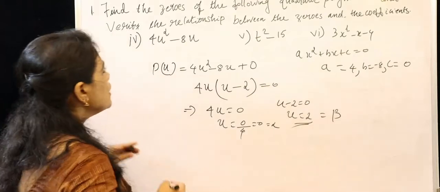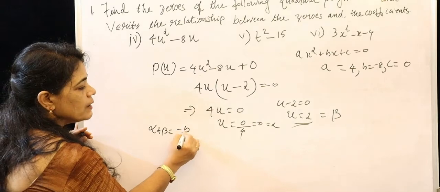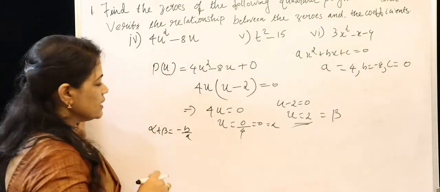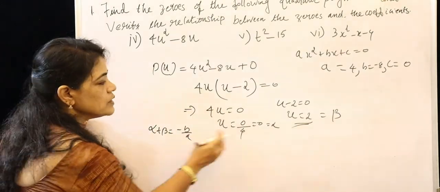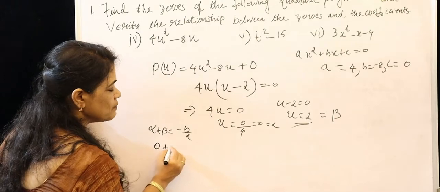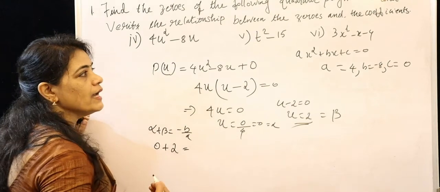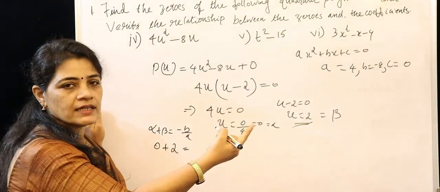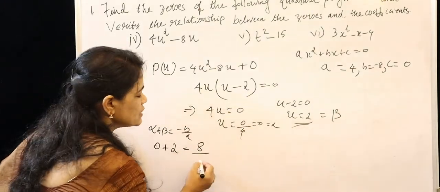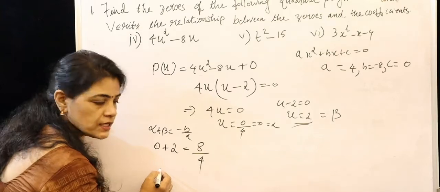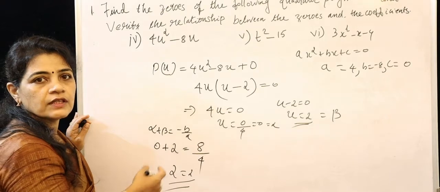Okay, now alpha plus beta equal to minus b by a. Okay, this is the comparison. Okay, that is sum of the zeros with the coefficients. So 0 is alpha, 0 plus beta is 2. Okay, and this is equal to minus b, b itself is minus 8, so minus of minus 8 is positive 8, divided by a which is 4, that is 0 plus 2 is 2, 8 by 4 is 2. So we verified their sum with the coefficients.